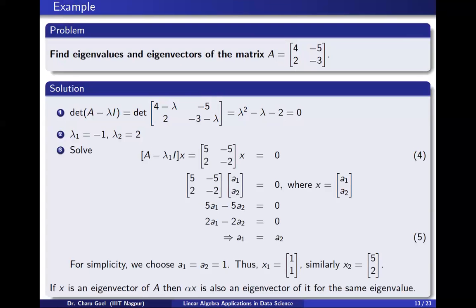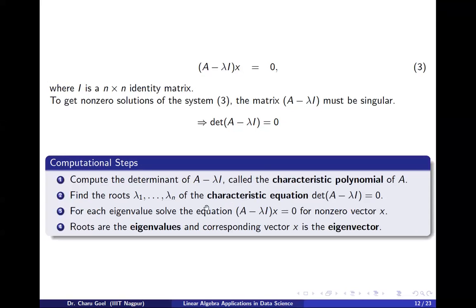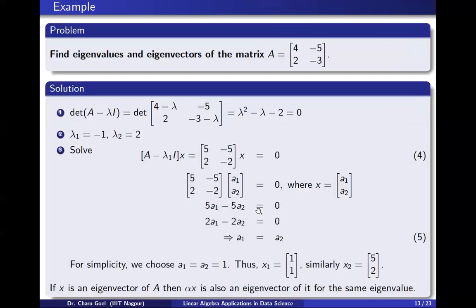And now, second step. After finding the eigenvalues, we put them in this equation one by one and find the non-zero value of x. So let us start with lambda 1. What will be A minus lambda 1 I? A is given, lambda 1 is minus 1. So A minus minus 1 times I, so it will be A plus I. So 4, minus 5, 2, minus 3 plus 1, 0, 0, 1. That will give us 5, minus 5, 2, minus 2, times x equal to 0.